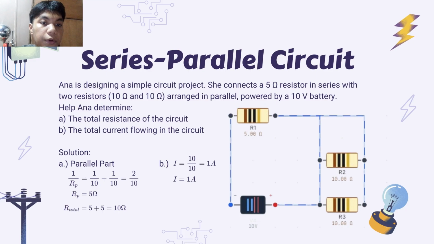Next, we're gonna get the total current flowing in the circuit. So we're gonna apply Ohm's law. Here, we're gonna do 10 divided by 10 equals 1 ampere. This shows how complex circuits can be solved step by step using the formulas.